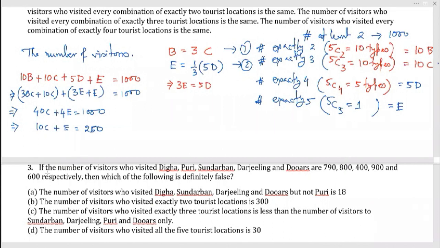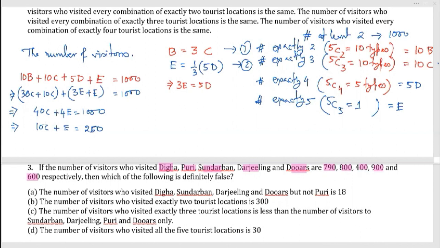Now we can see the third question, where it has mentioned the number of visitors who visited Digha, Puri, Sundarban, Darjeeling and Duars are 790, 800, 400, 900 and 600 respectively. That means for the total number of visits, I should consider the sum of it. Then which of the following is definitely false? But that data, how can I use it?